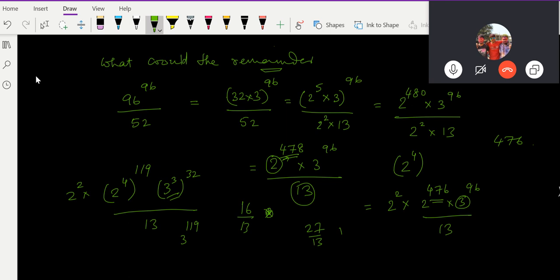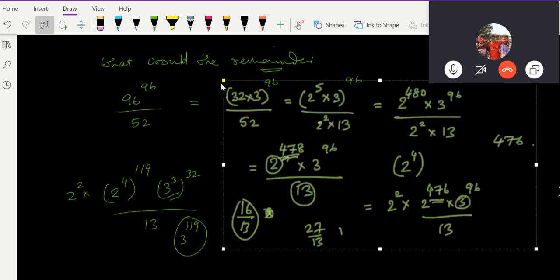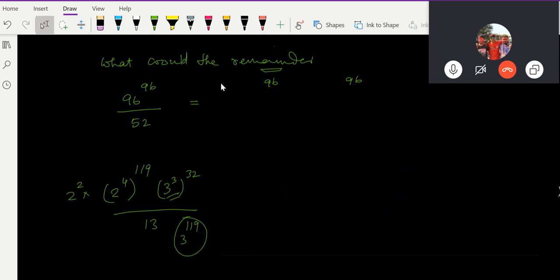So now 16 by 13 is plus 3, right? So 3 to the power 119. This is what we have to deal with, right? So what is 3 to the power 119? Again, I have to get it close to a multiple of 3.